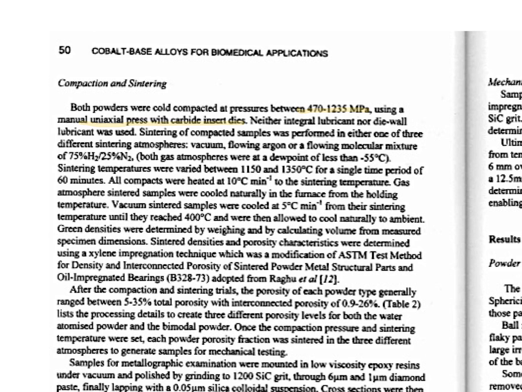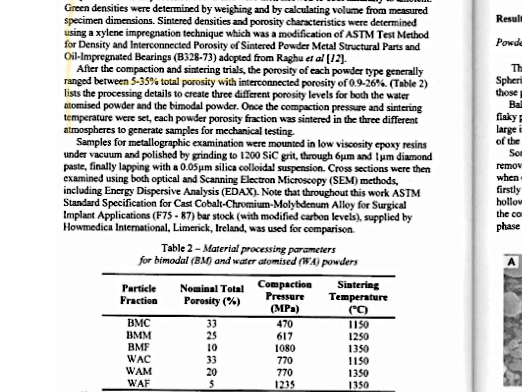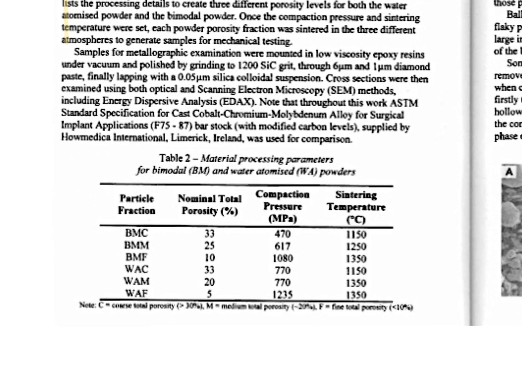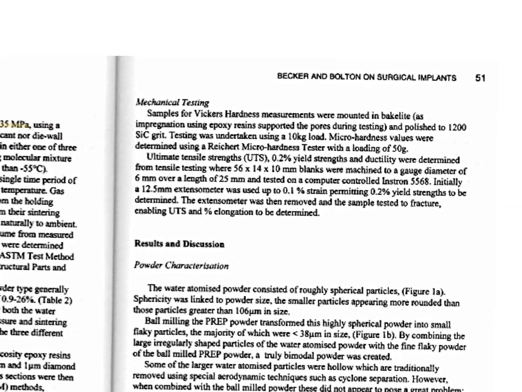They didn't use any lubricant, and then, as compacted, they looked at sintering in different types of atmospheres and with different techniques, and then they took a look at the porosity as a result. And then there's the mechanical testing, Vickers hardness. It's always easier to use a hardness test to get properties than tensile tests. And they did do ultimate tensile strength and yield strength and so forth.